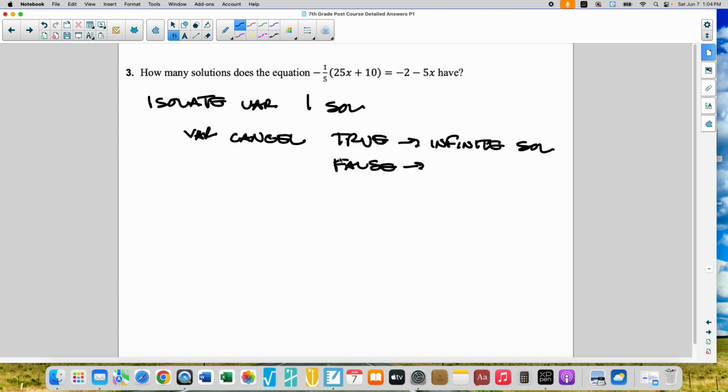If the variables cancel and you're left with a false statement, like 0 equals 2, that is no solution. So no number would work as a solution. Now, if you isolate the variable and the variable doesn't cancel, you're going to have one solution. So let's simplify this. We have negative 1/5 times 25x plus 10 equals negative 2 minus 5x.